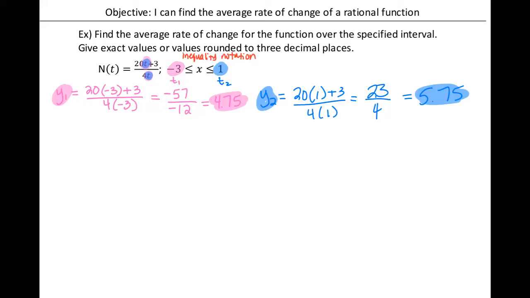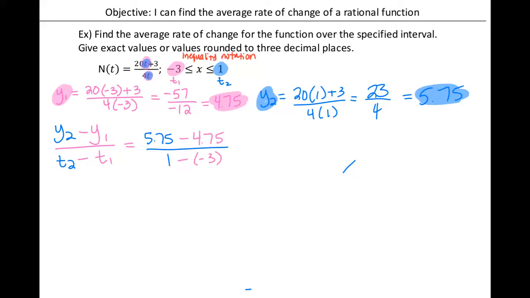We're going to plug it all in now. So y2 minus y1 over t2 minus t1. And you can use x's too, it's fine. All right, so we're going to set it up. My y2 value is 5.75 minus the y1 value, which is 4.75, over t2, which is 1, minus t1, which is negative 3.